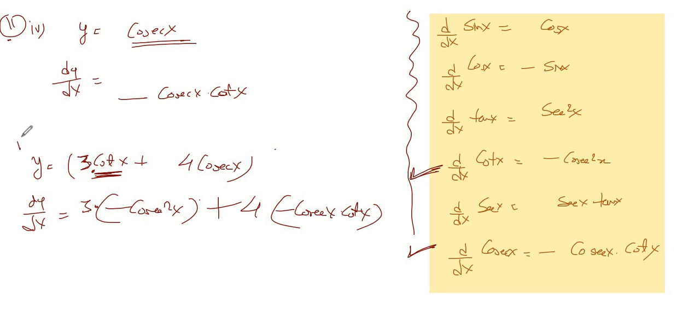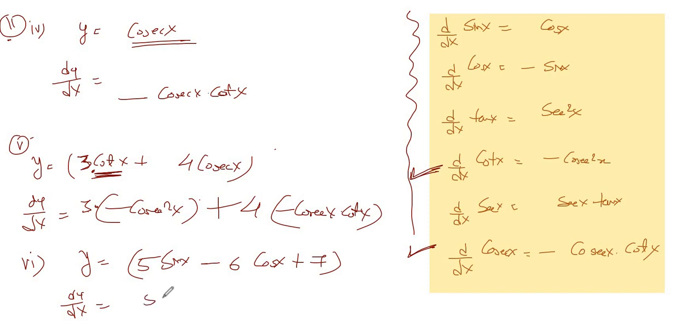This was the fifth part. Next part is pretty simple. y is 5 sin x minus 6 cos x plus 7. You try on your own. So dy by dx will be 5. What is derivative of sin x? Cos x. Cos x derivative is minus sin x. And when 7 is alone, when any constant is alone, derivative is 0. So this is my answer.